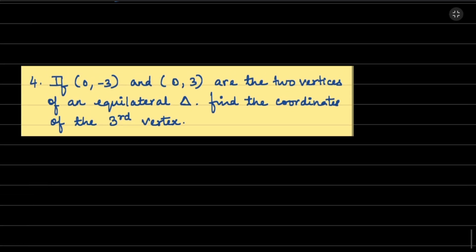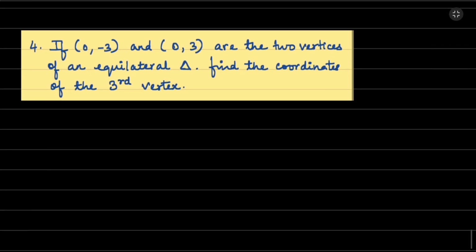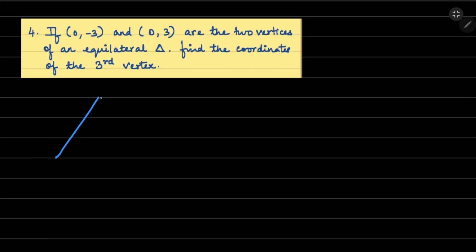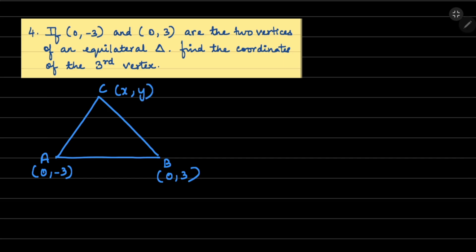Now, moving on to the next question. You are given: if 0, minus 3 and 0, 3 are the 2 vertices of an equilateral triangle, find the coordinates of the third vertex. Let's just draw an equilateral triangle here. Okay, and let the first vertex A be 0, minus 3. B is just 0, 3. And your C, the third vertex, we don't know. Let us take it as x, y.